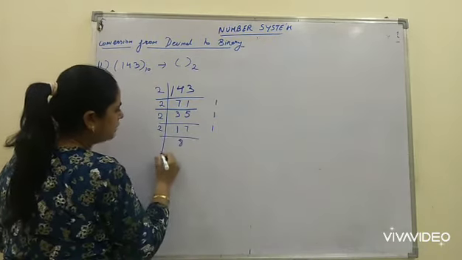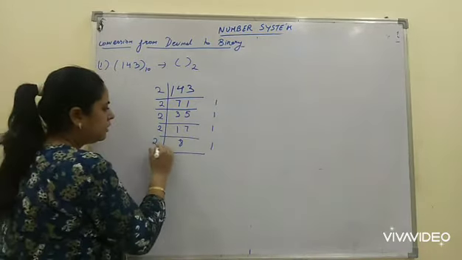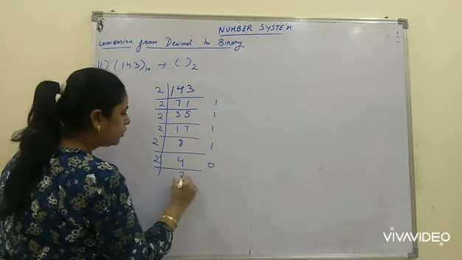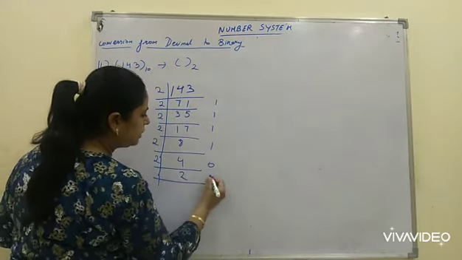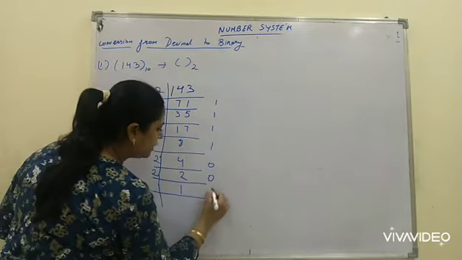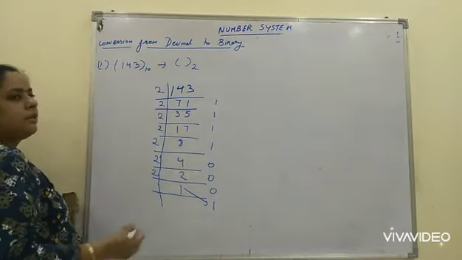2 eights are 16. Remainder is again 1. 2 fours are 8. Remainder is 0. 2 twos are 4. Remainder is 0. 2 ones are 2. Remainder is 0. We left this 1. We'll copy this 1.